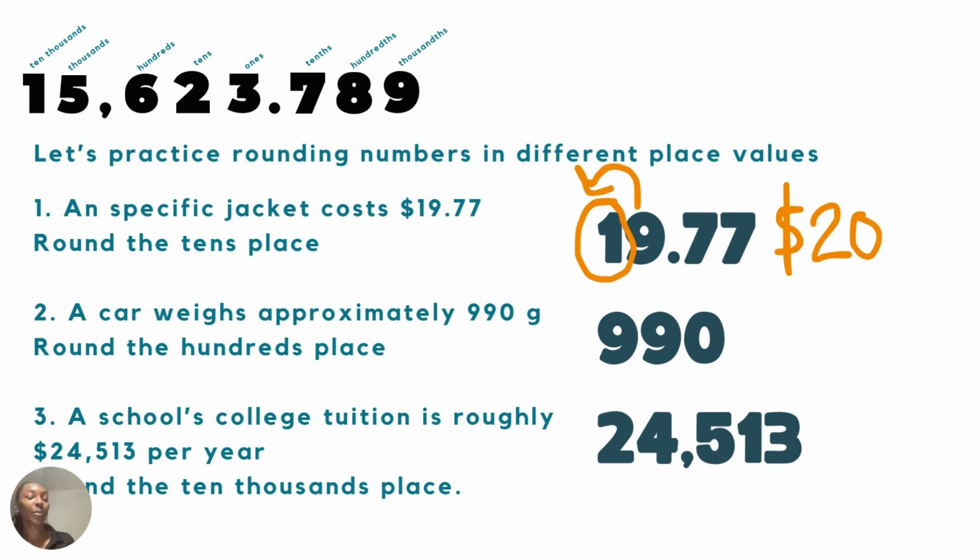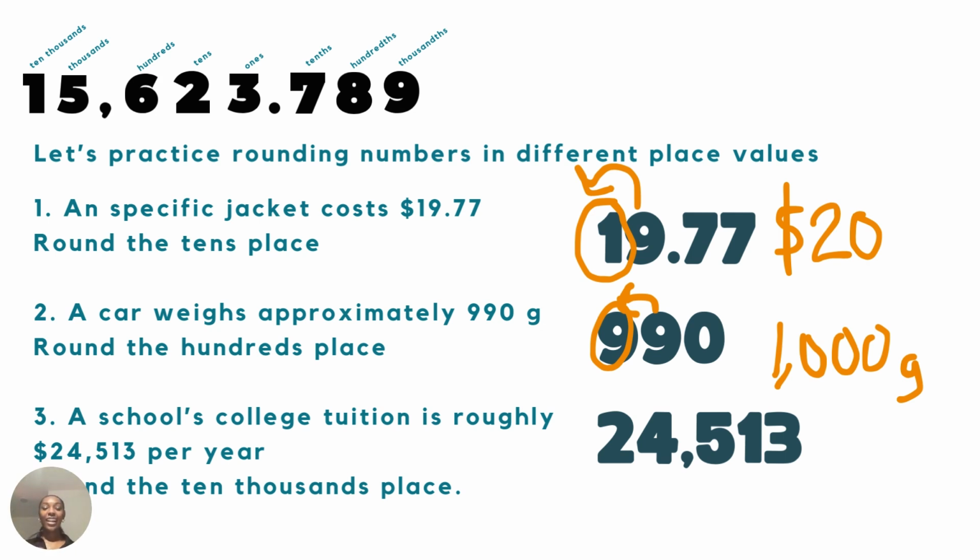A car weighs approximately 990 grams. Round to the hundreds place. So we're going to do the 9 in the front. The number directly behind the 9 is a 9, so we're going to round it up, and it's going to be 1,000 grams.